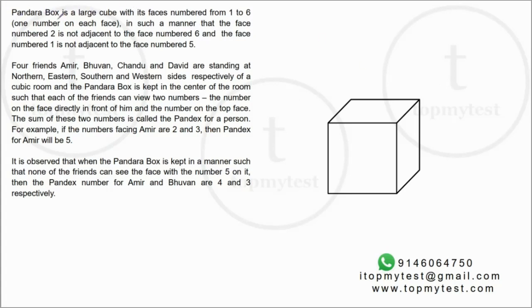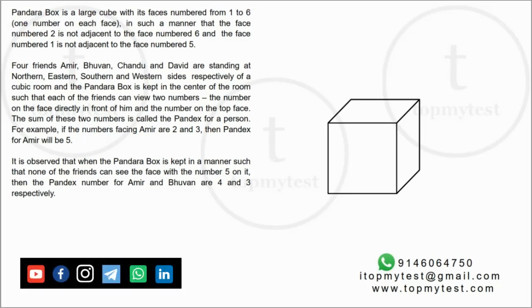Pandara box is a large cube with faces numbered 1 to 6, 1 number on each face, in such a manner that the face numbered 2 is not adjacent to the face numbered 6. So wherever 2 is, 6 cannot come adjacent to it. So the only way possible is if 6 is opposite it, because if you place 6 anywhere else, it is going to be adjacent to 2, right? So we know that 2 is opposite 6.